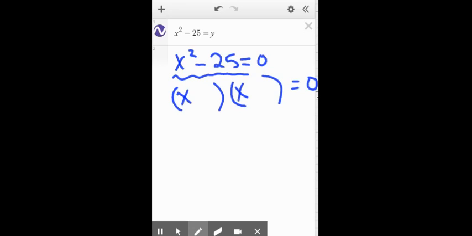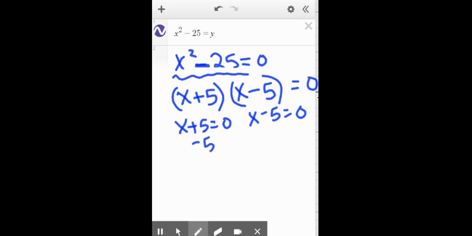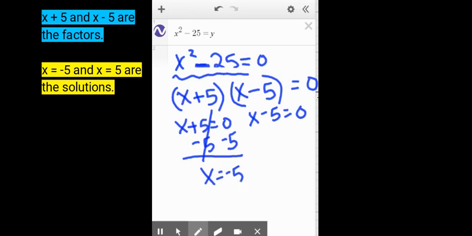What times itself is 25? We know it's 5 and 5. And remember, for the difference of perfect squares, we put a plus and a minus, and we are done. Now to solve it, again, x plus 5 equals 0, x minus 5 equals 0. And here we're going to subtract 5, and we get x equals -5, and here we add 5, and we have x equals +5.